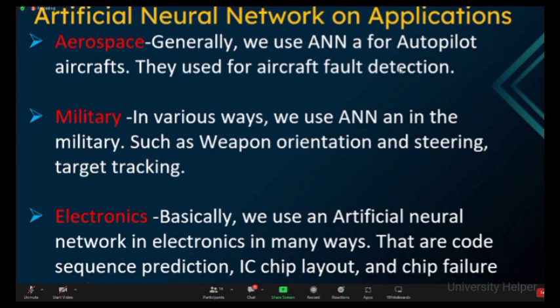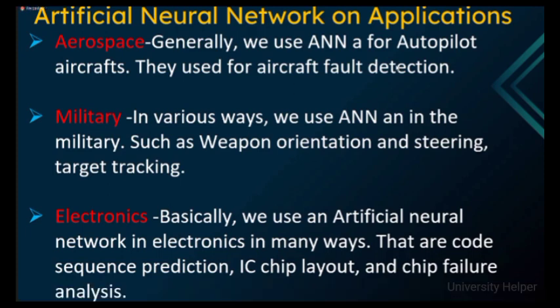So what is the difference between ANN and CNN? Simple ANN, we call it a machine learning technique, and CNN falls under the deep learning technique. Actually, it's a deep neural network. We call it a deep neural network.